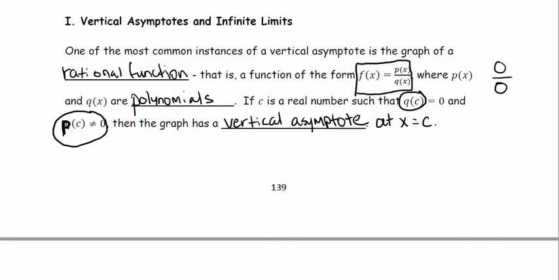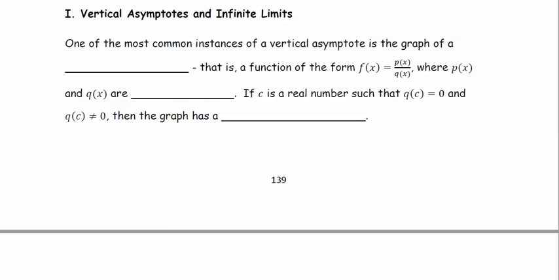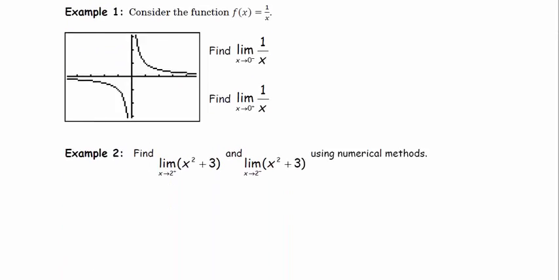Let's do example 1 then. Consider the function 1 over x. Hopefully you would agree that this is definitely a rational function because it has a numerator that's a polynomial, 1, which is a constant polynomial, and the denominator x, which is a polynomial because it's a linear function, y equals x.